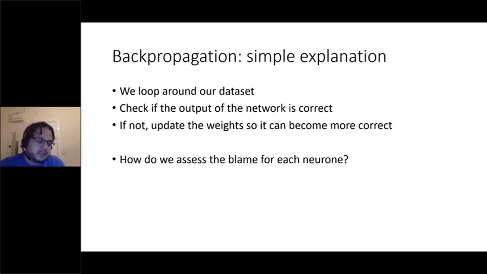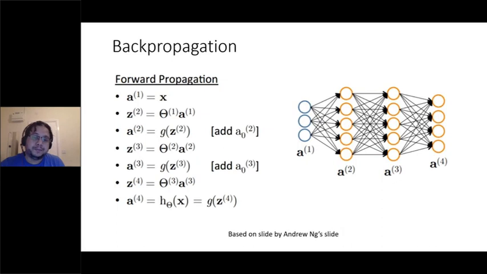It's trivial. Do you agree with me? The neuron that is responsible for more of the error is going to receive more change. We are going to update it more than the others. Its weight will receive more updates. So this is the intuition.